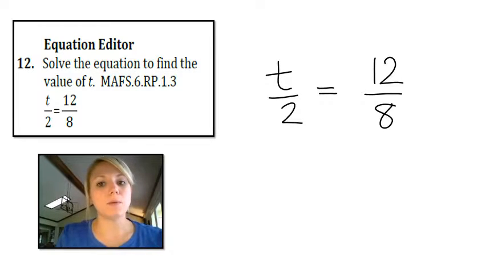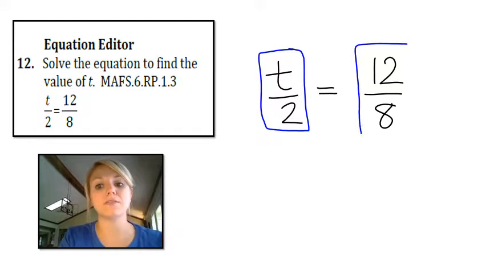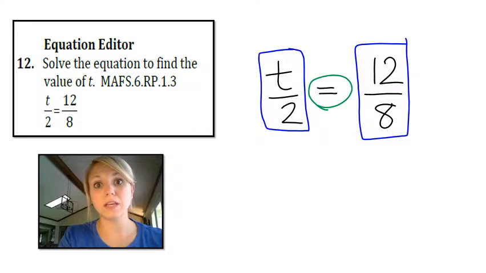When I look at this problem, there's a couple of things that I notice. The first thing that you should notice is that you have a fraction and you have another fraction. And you should also see that they are set equal to each other. And that tells you, if they're equal to each other, that they're equivalent. So you may want to write this in your notes, the word equivalent. And equivalent means equal.